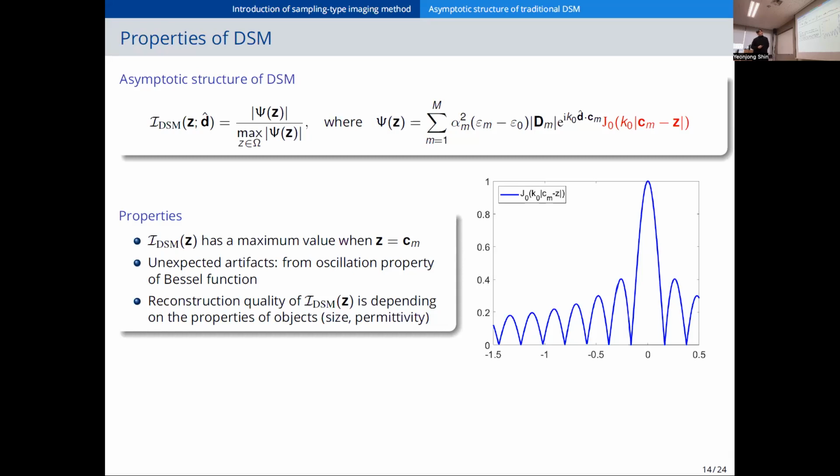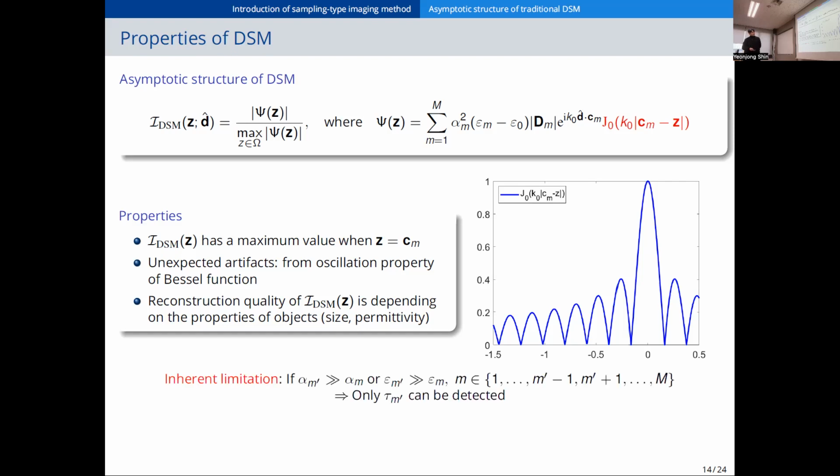From this asymptotic structure, we can know why the artifact exists. We observe the unexpected artifact in the DSM map because of the oscillation property of the Bessel function, this part generated the unexpected artifact in the numerical simulation result. Also, the reconstruction quality of the DSM depends on the properties of the object, such as permittivity or size. As a result, there are some inherent limitations.